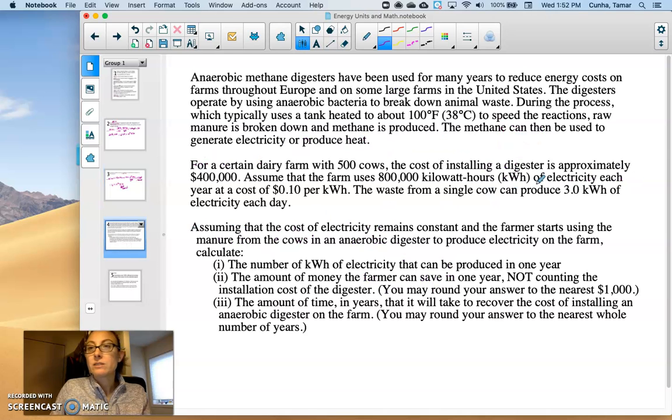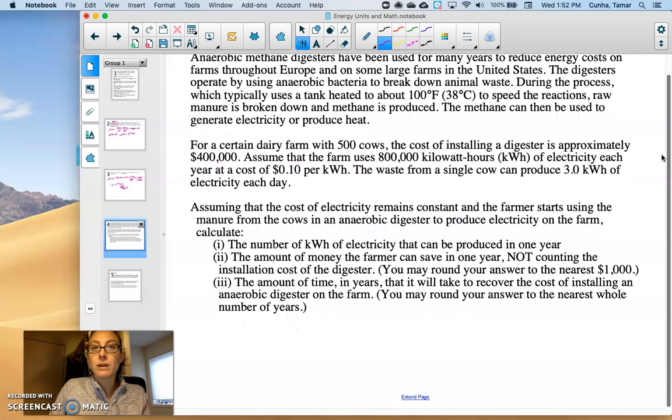Okay, let's look at how to use these kilowatt hours and watt hours. So we have this scenario talking about something called a methane digester, which basically takes waste. In this case, we're talking about animal waste, but it's also used these days for sewage. It produces methane from the anaerobic decomposition of organic waste. And so you can have this on a farm.